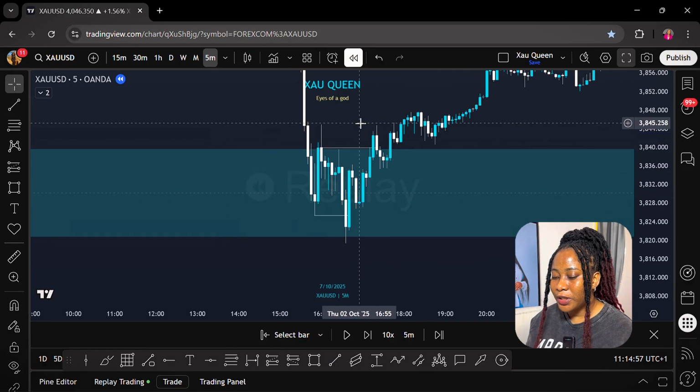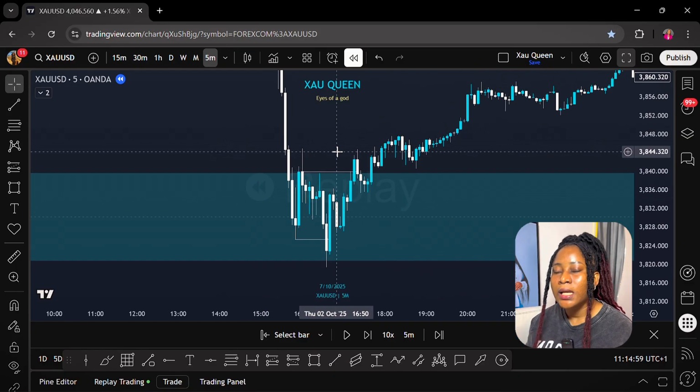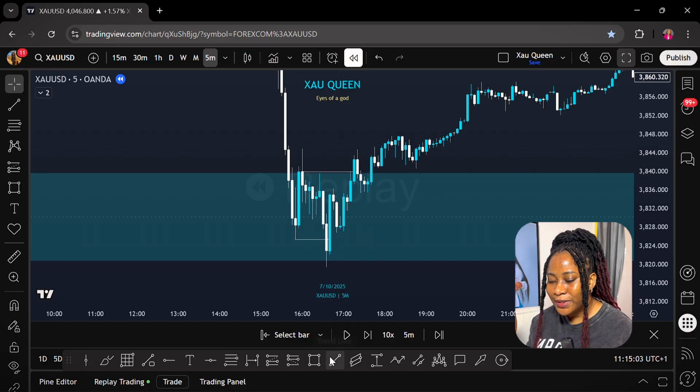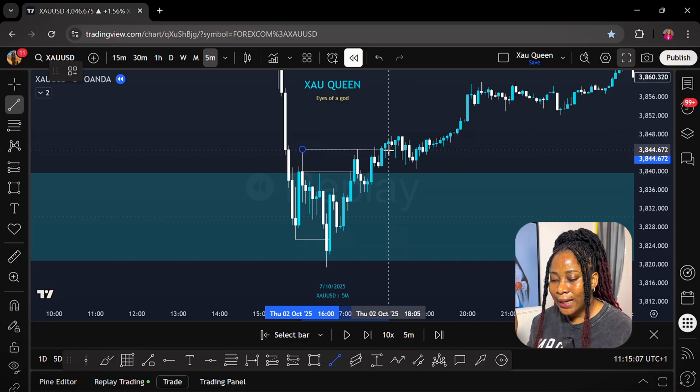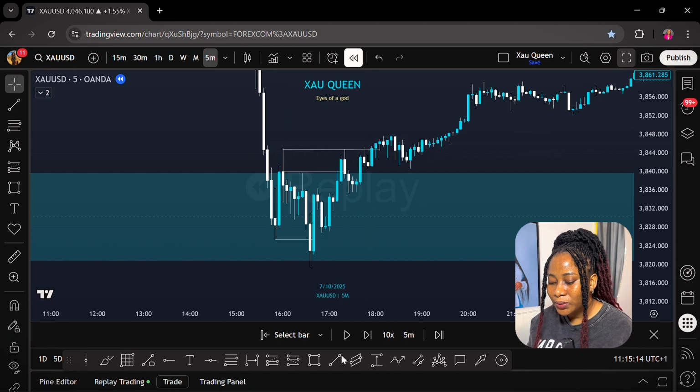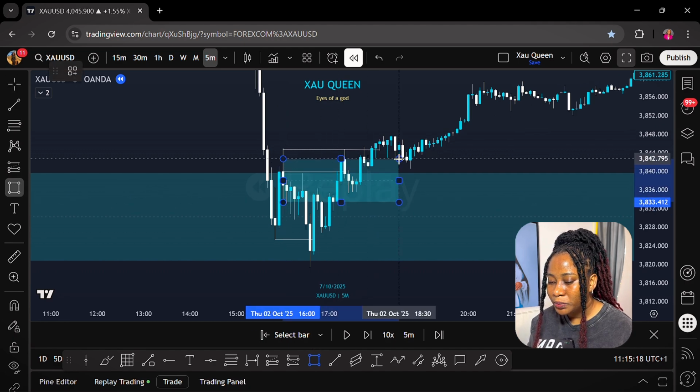Now, this is the difference between market structure shifts and change in state delivery. You can see the market structure shift happened here. The wick must take out the high. But the CISD already happened here. And what will you do? You'll be interested in this FVG. Or like I said, use the breaker block.